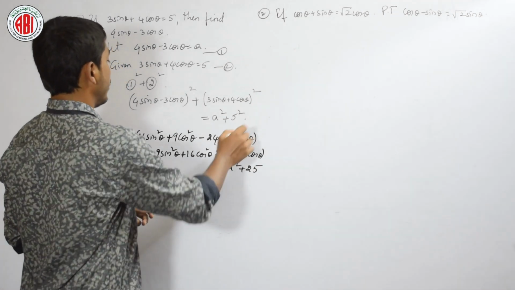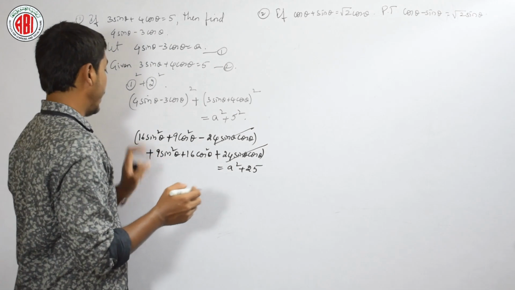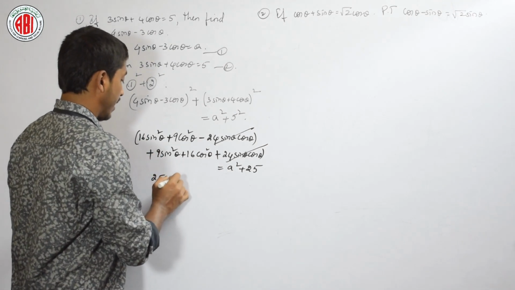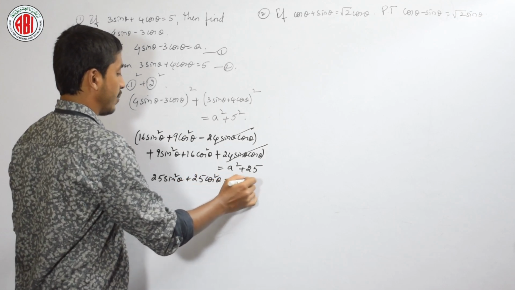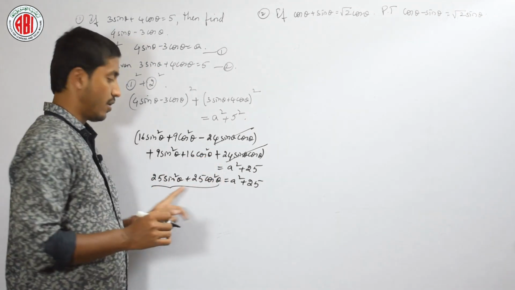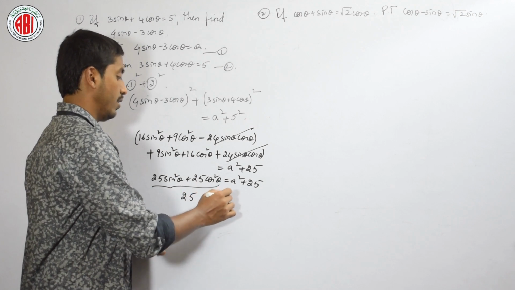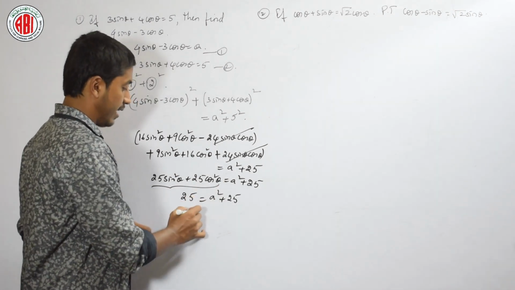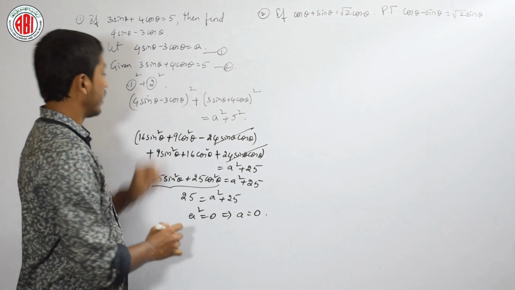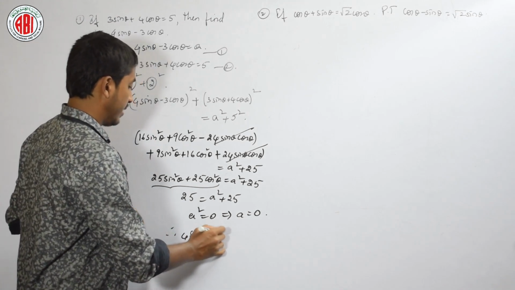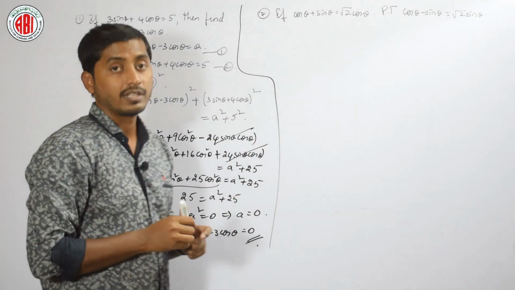If you observe here, these both will get cancelled, right? 16 plus 9 sin square, how much is it? 25 sin square plus 25 cos square is equal to a square plus 25. If we take 25 as common, it becomes sin square plus cos square, which is nothing but 1, so 25 into 1 equals 25. If we send this to that side, it becomes a square is equal to 0, which means a is equal to 0. Therefore, 4 sin theta minus 3 cos theta is 0. This is the value asked in the given question, right?